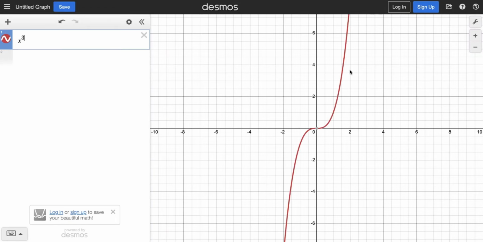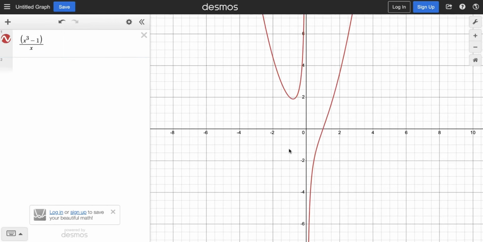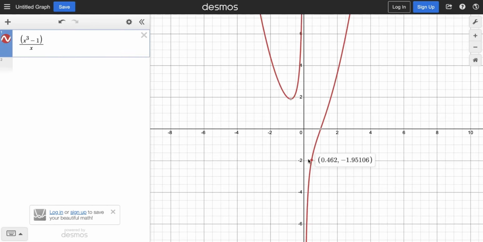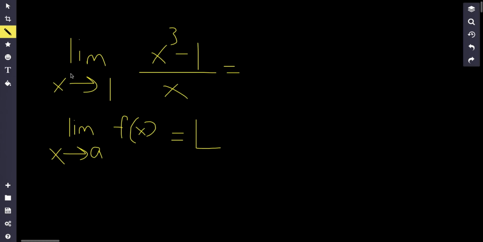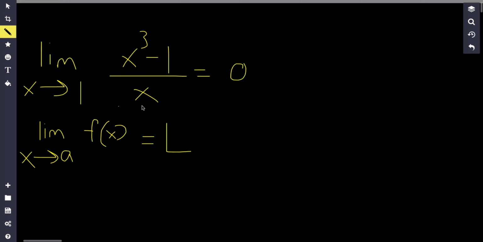So let's say we have the function x to the third power minus 1, and then we're dividing this by x. So this is like the problem we're looking at. Notice, as x approaches 1, the y value approaches 0. So the limit as x approaches 1 of x to the third power minus 1 divided by x is just going to be equal to 0, because the y value approached 0 on that graph as x approached 1.